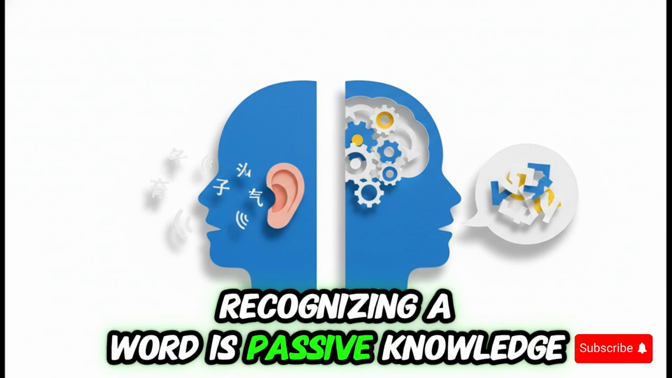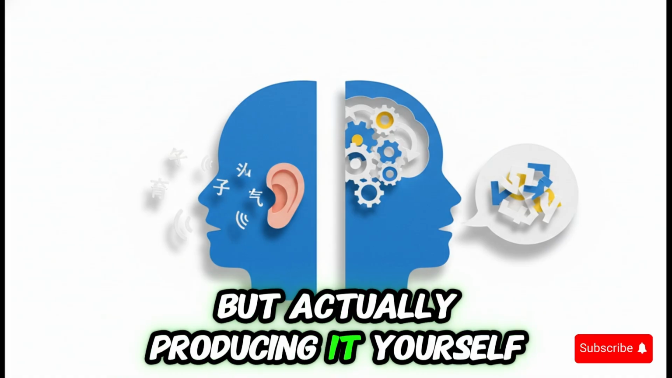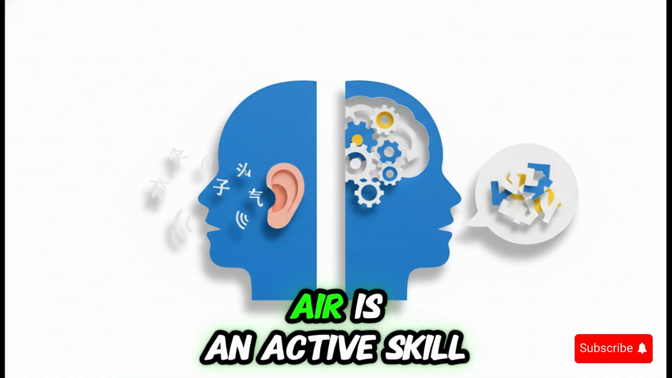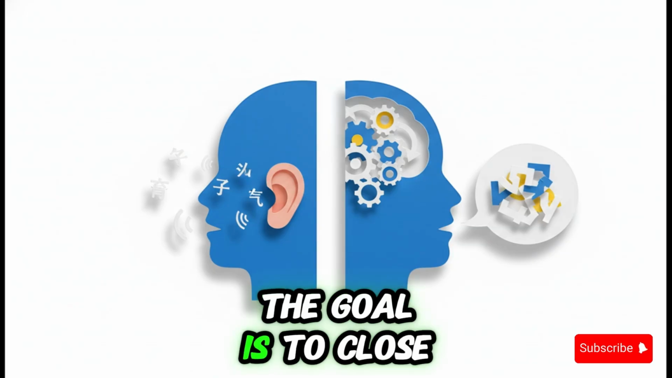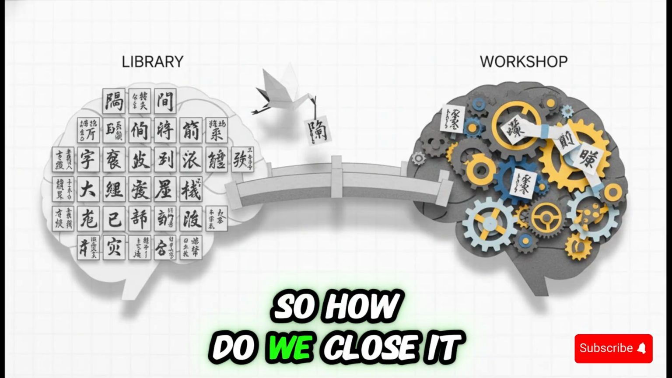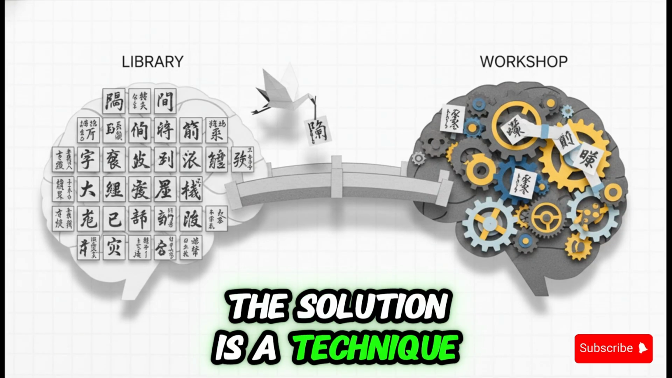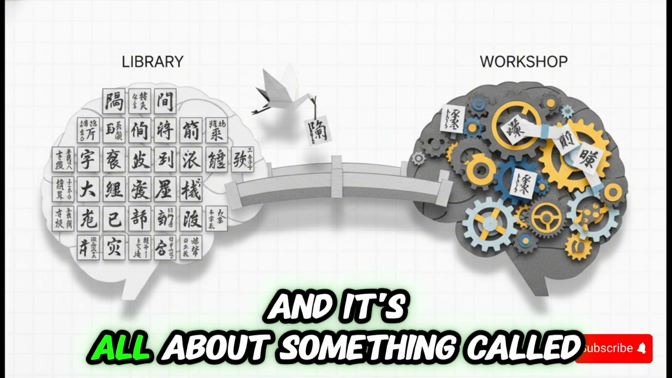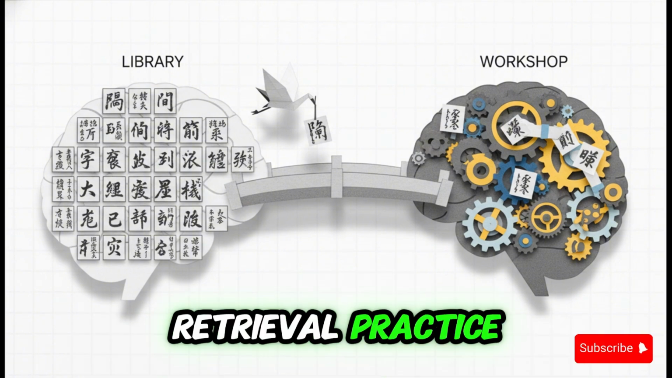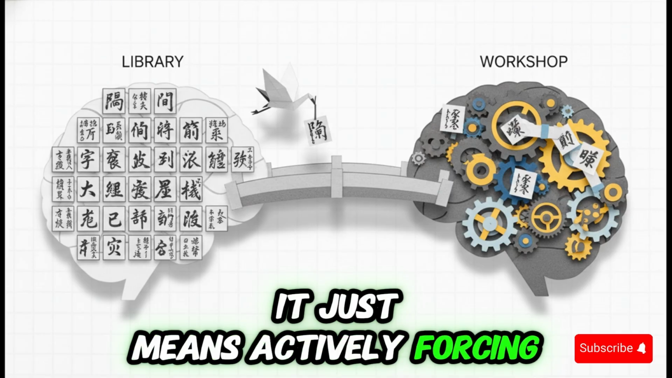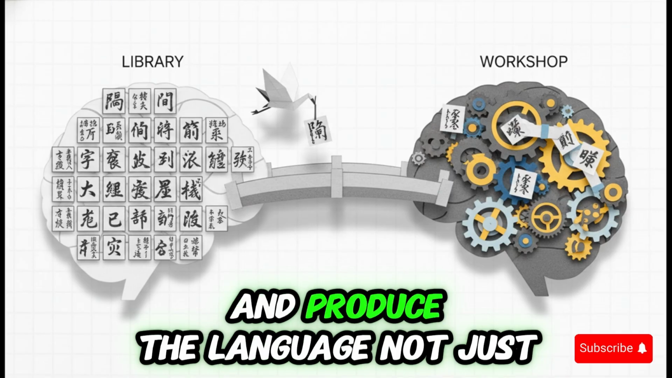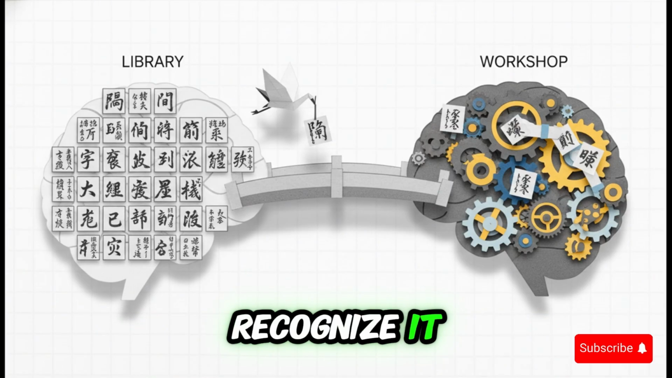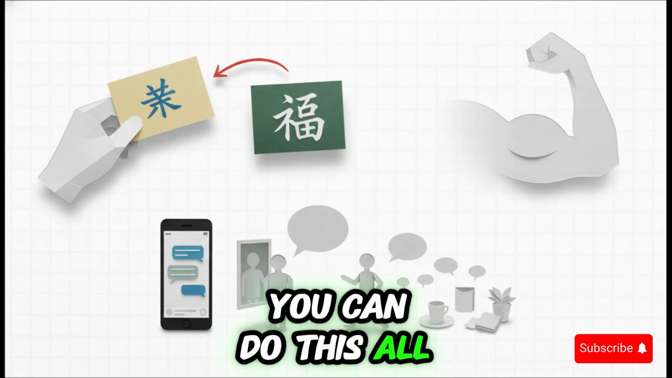Recognizing a word is passive knowledge, but actually producing it yourself, pulling it out of thin air, is an active skill. The goal is to close that gap. So how do we close it? The solution is a technique called activation, and it's all about something called retrieval practice. It just means actively forcing your brain to recall and produce the language, not just recognize it. And the best part is, you can do this all by yourself.